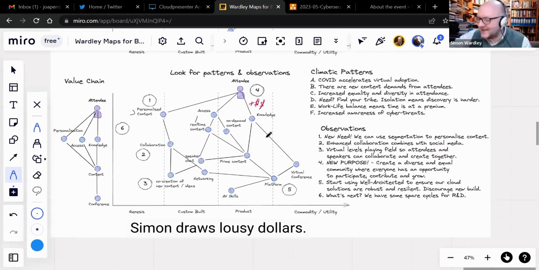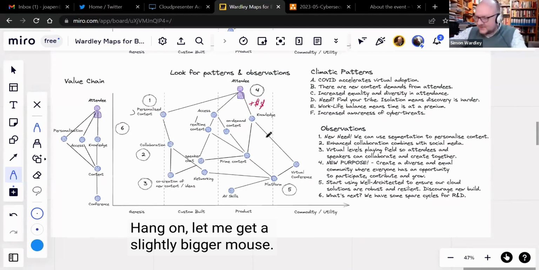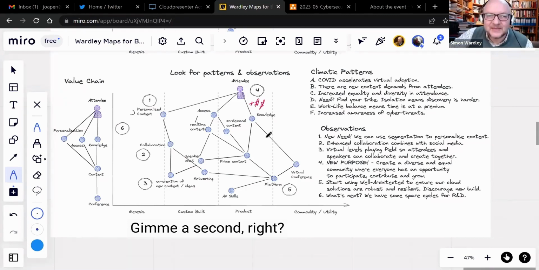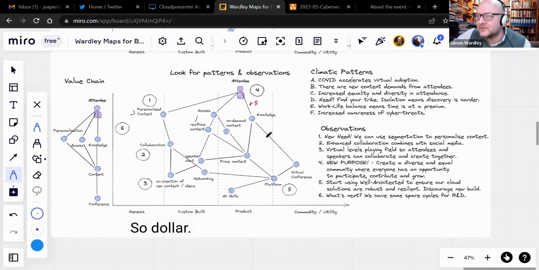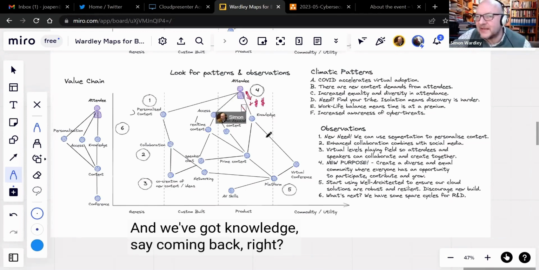Simon draws lousy dollars. Hang on. Let me get a slightly bigger mouse. Give me a second. Right. Let's try that again, shall we? So, dollar sign. There we are. Slightly better. That's going that way. No, sorry, that's going downwards. Okay, and we've got knowledge, say, coming back.